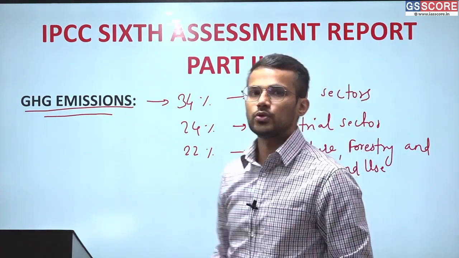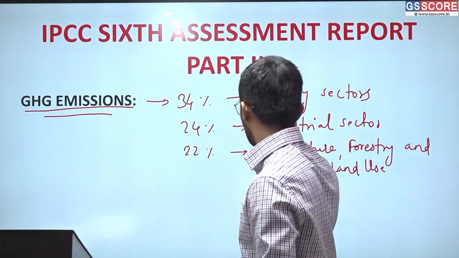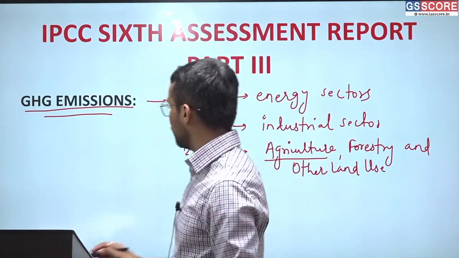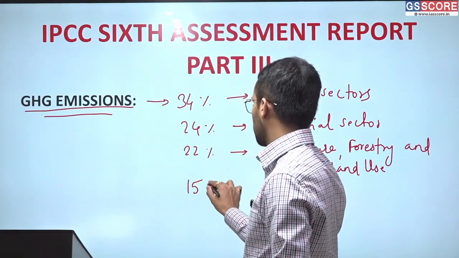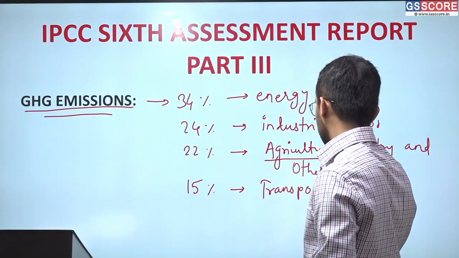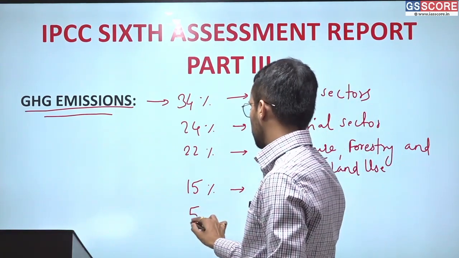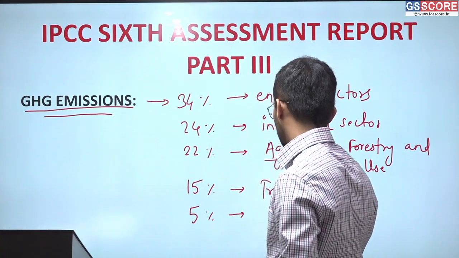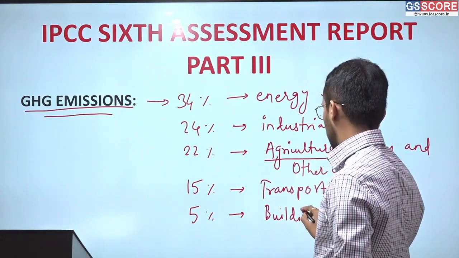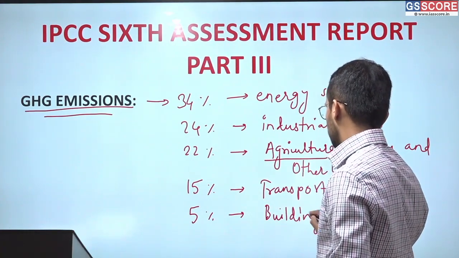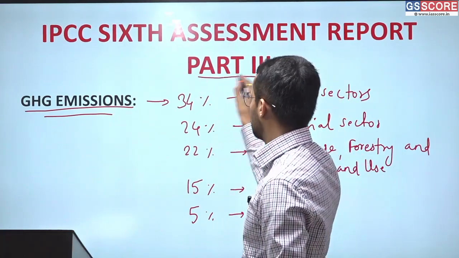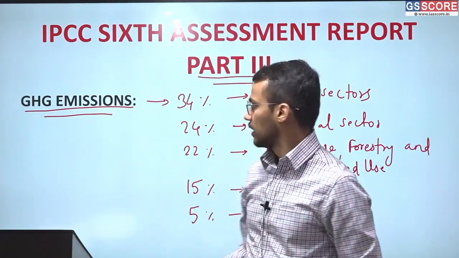Right? So that is the contribution of the agriculture, forestry and other land use sector. Then 15% contribution is of the transport sector, and 5% is the contribution from buildings. Right? So these are the contributions of various sectors which are discussed under this part 3 of the report.